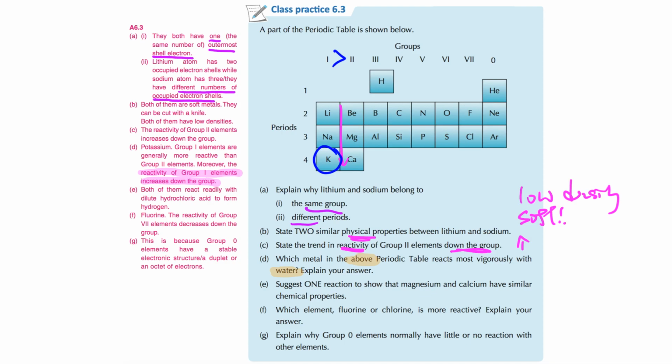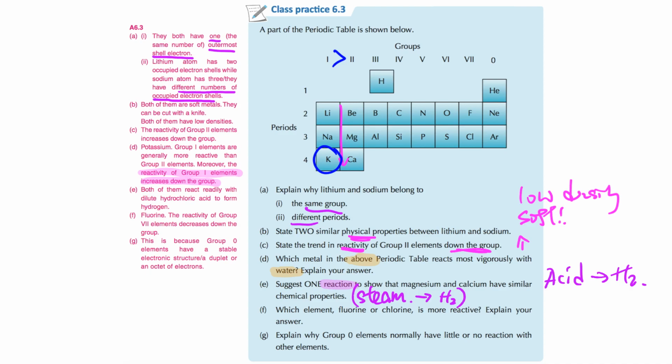Part E, suggest one reaction shared by magnesium and calcium. We are talking about one reaction here, so don't tell me anything about the physical properties or similar chemical properties. Magnesium and calcium, both of them can react with, you may say, water, but magnesium is not really reactive with cold water. So if you insist on saying water, I suggest you talk about steam, to give hydrogen. But more likely, I prefer you talk about the acid, because magnesium and calcium must react with acid to give hydrogen. So that would be the one that I suggest.